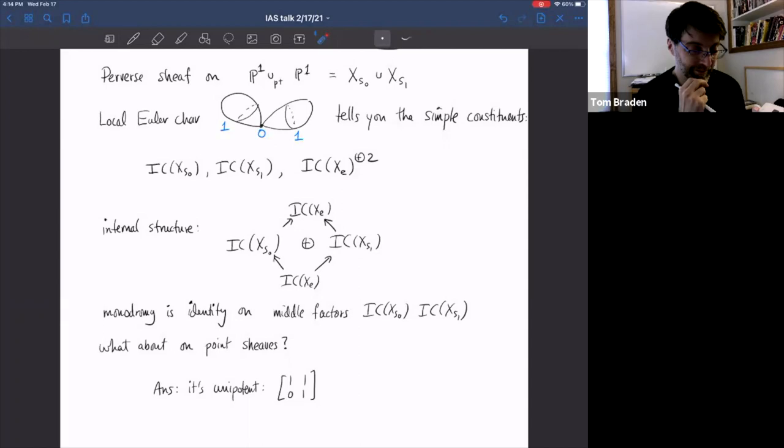Tom, could you say again in your picture of the internal structure what the arrows were? There's a quiver description of perverse sheaves, and these would be the non-zero arrows in that quiver description. But more schematically, it's saying that the top copy of IC E is a sub, and the bottom copy is a quotient. And if you quotient out by the sub and take the kernel of the map to the quotient, then you get the direct sum of the two other IC sheaves.